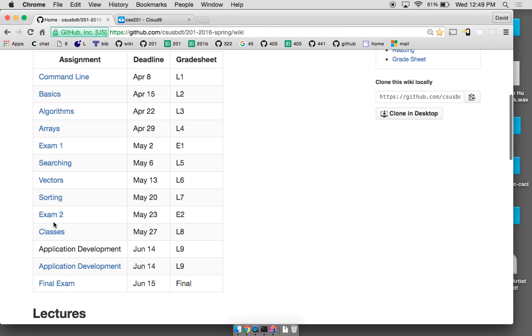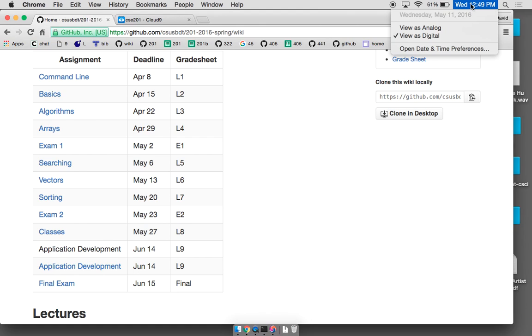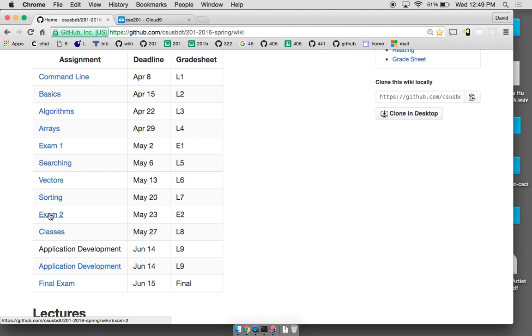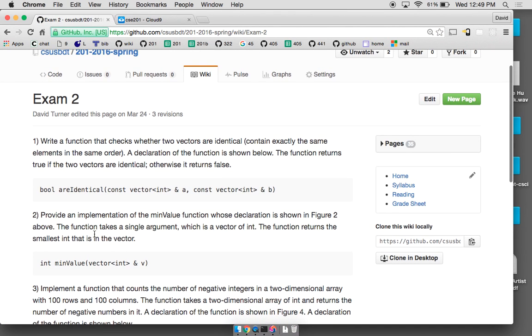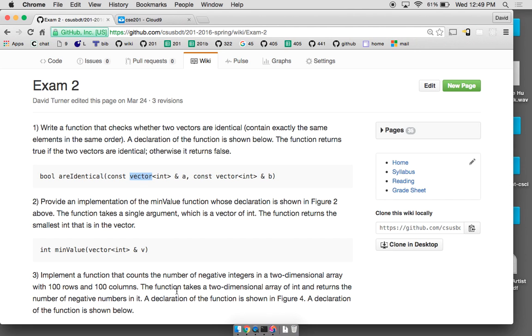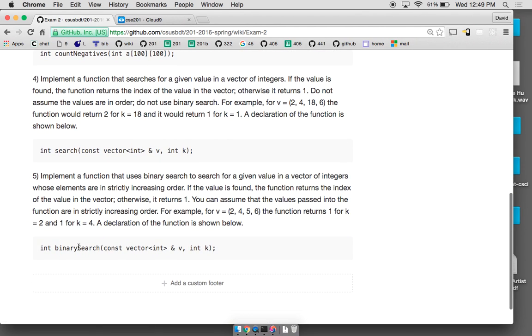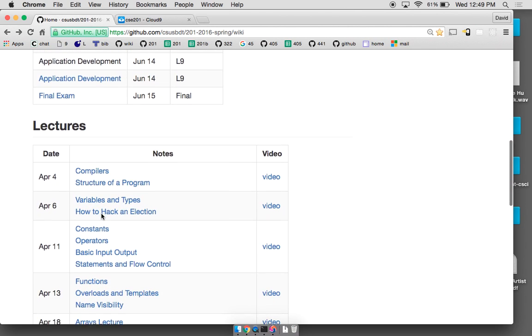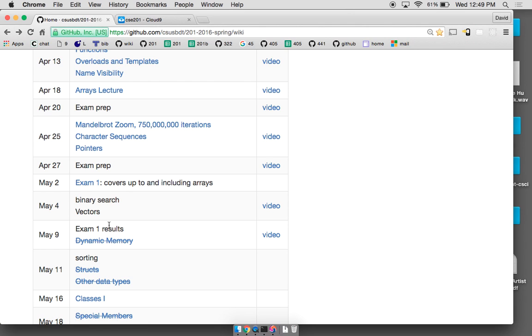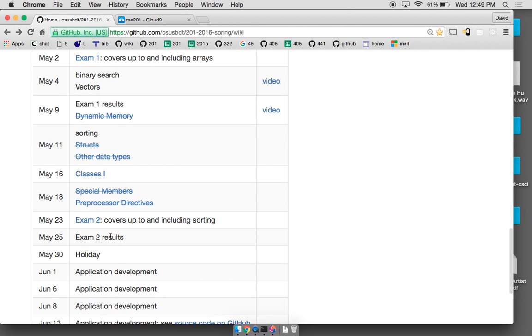And we have exam 2 coming up. Today's May 11. I need to make that exam actually. So this exam 2 will cover up to and including vectors. Is that what I said here? Yeah, so I've got vectors in here. And search. I think I should put sorting in there as well. Exam 1 and exam 2. Oh yeah, including sorting. Okay, so this is the last topic for the second exam.